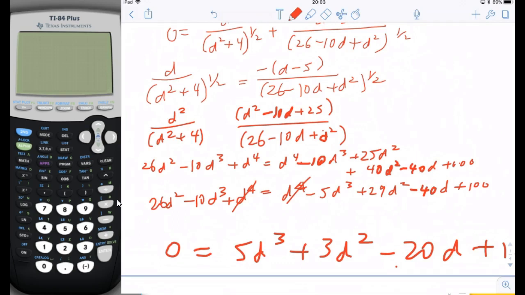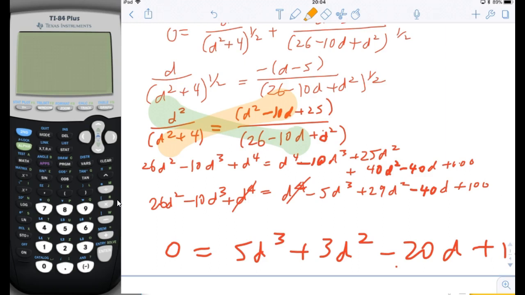Then I've got these two things equal to each other, right? And then I want to cross multiply them so that I can combine like terms. So I'm going to cross multiply that. I'm going to cross multiply this. And I'll end up with, on the left side, I'm going to multiply the two green ones: 26d squared minus 10d cubed plus d to the 4th on the left side.